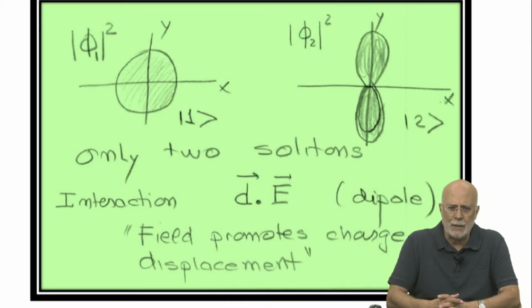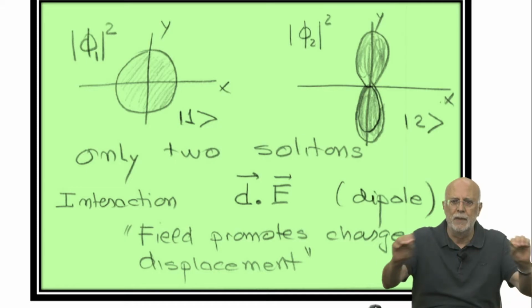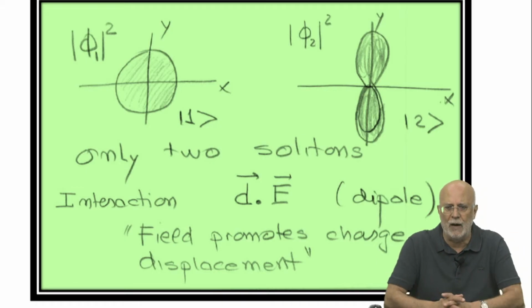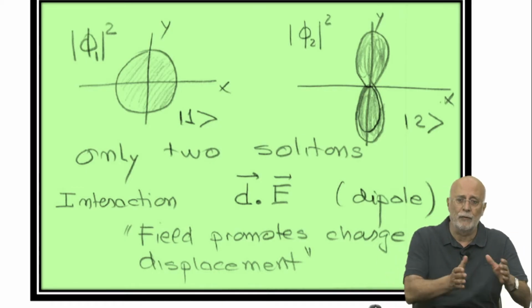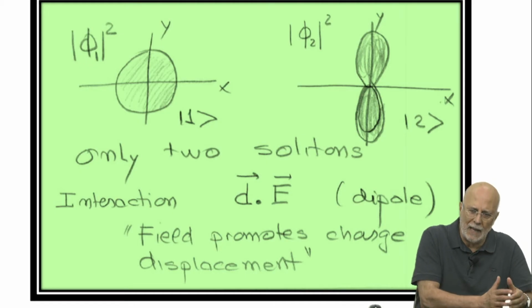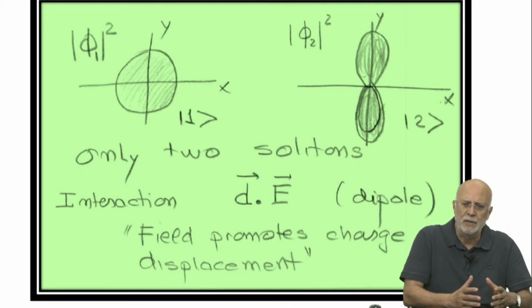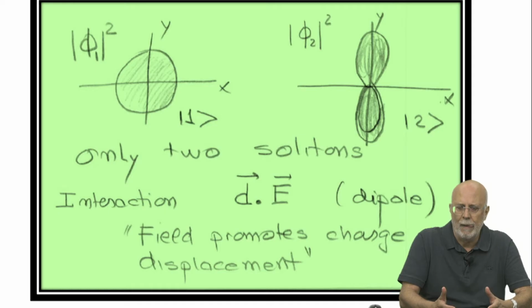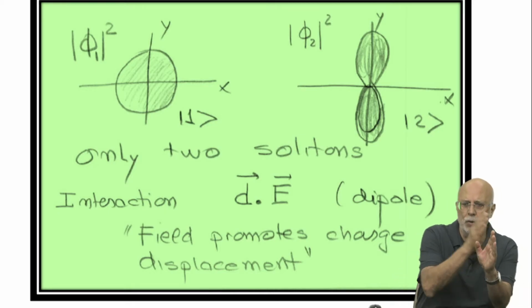So actually, we could summarize everything I told you so far by saying that the electromagnetic field, the light, promotes charge displacement, but not just any possible one. It has to go from one state to the other.